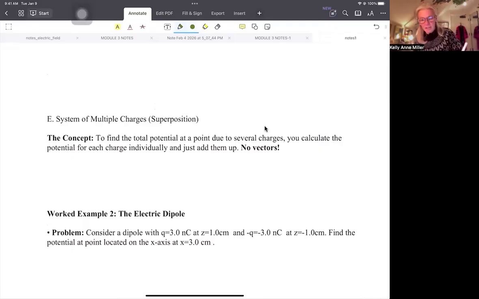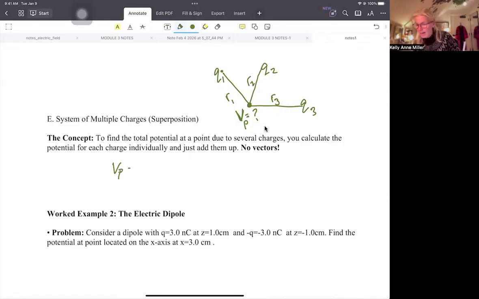Let's say you had an array of charges like Q1, Q2, Q3, and I wanted to know what the potential is at this point P due to this collection of three charges. What I would do is measure the distances. This would be R1, this would be R2, this would be R3. And to find the potential, I would just add them up.